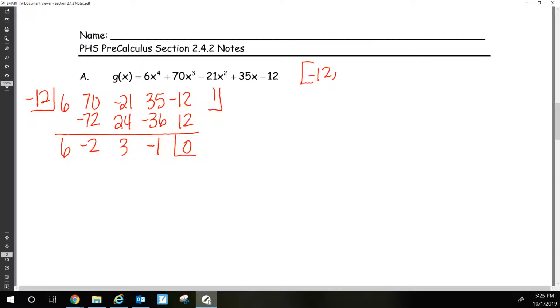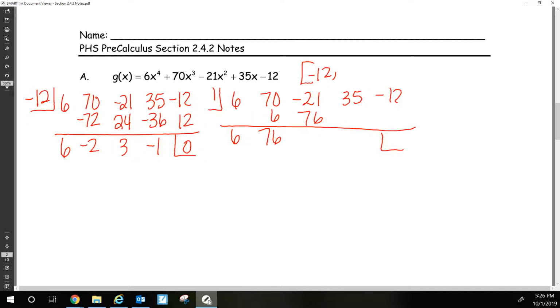All right, testing out 1. We've got 6, 70, -21, 35, -12. Bringing down 6 times 1 is 6. 76 times 1 is 76. Minus 21 would be 55. Times 1 is 55. Plus 35. 5 plus 5 is 10. 8, 9. 90 minus 12 is 78.